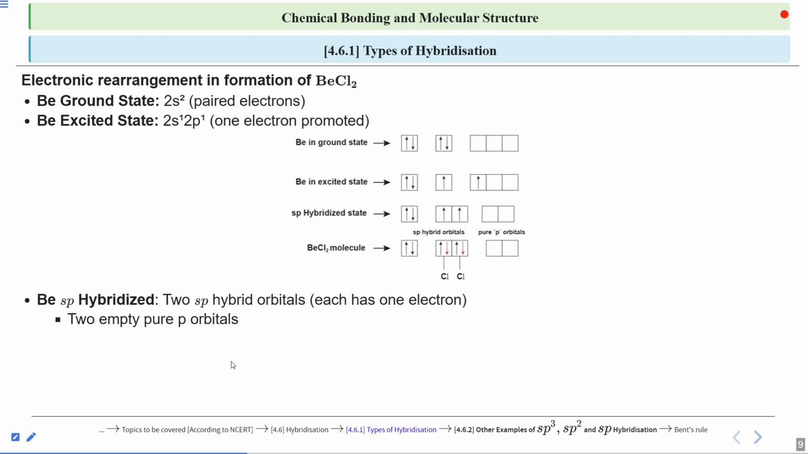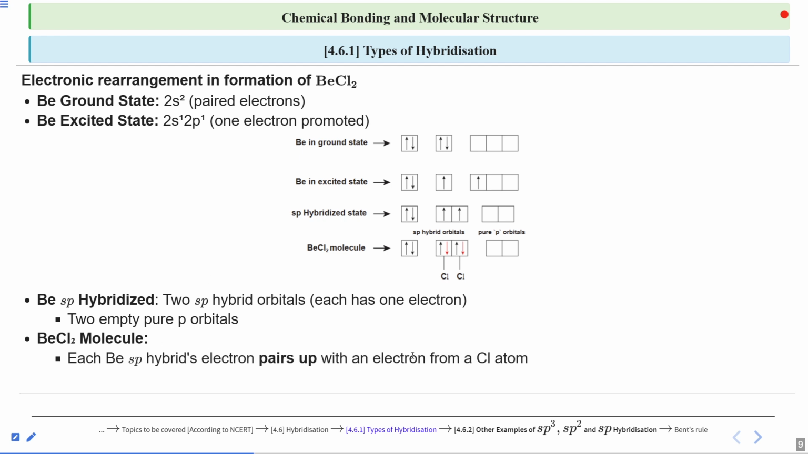What will happen in the next part? These 2 unpaired electrons that are formed as a result of this hybridization and unpairing will be paired up with the electrons of chlorine. We know that chlorine can donate 1 electron, or it needs 1 electron. Whenever the overlapping of orbitals takes place, this pairing of electrons takes place simultaneously. So what is an atomic orbital? It is nothing but your electron density.